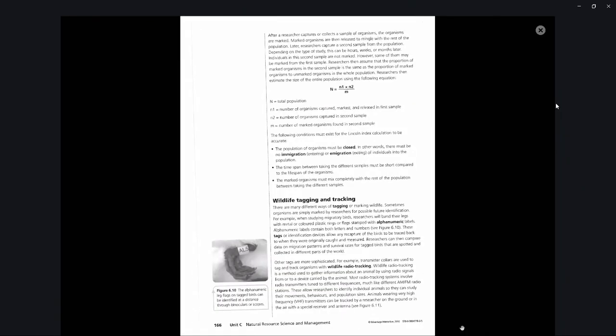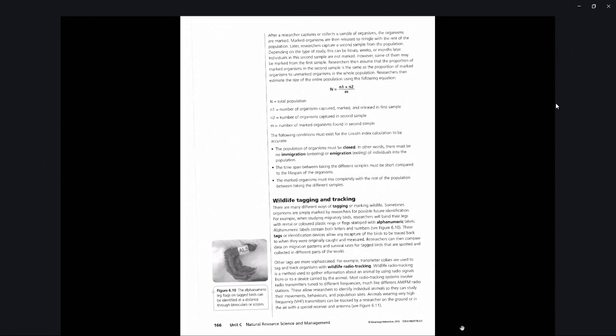Once they have the organisms captured, they are marked, and then they're released to go back to where their population is. And then they get a second sample from that population. And it can be hours, weeks, or months later. The individuals in the second sample are not marked, but you may have gotten some from the first sample. And so you think, okay, the proportion of marked organisms in that first sample must be the same as the proportion of marked organisms in the second sample.